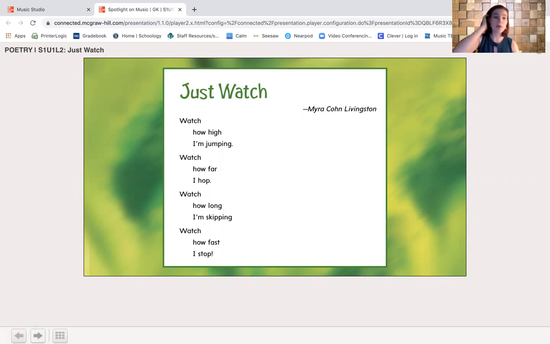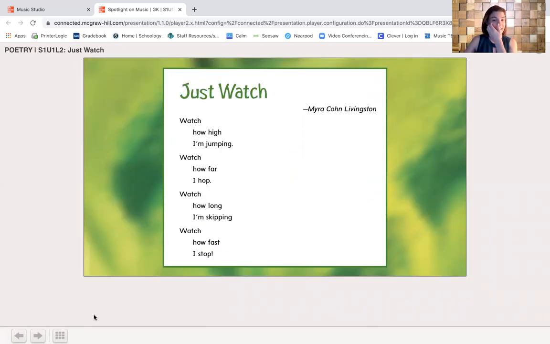That was actually a rhythm that I clapped because it wasn't steady. I clapped the rhythm of the words. Think about this poem and think about what is this poem talking about? Do you think it's talking about an animal? Do you think it's talking about something that a person is doing?